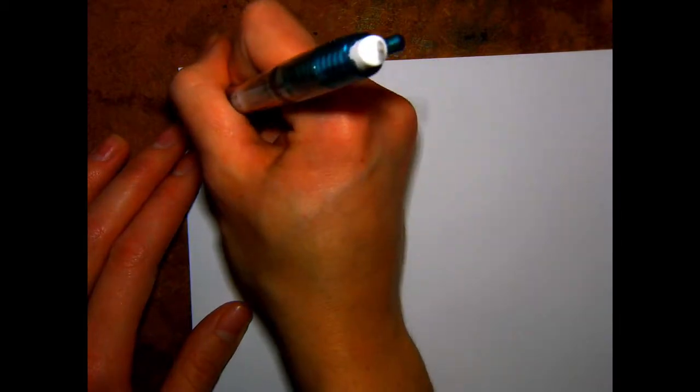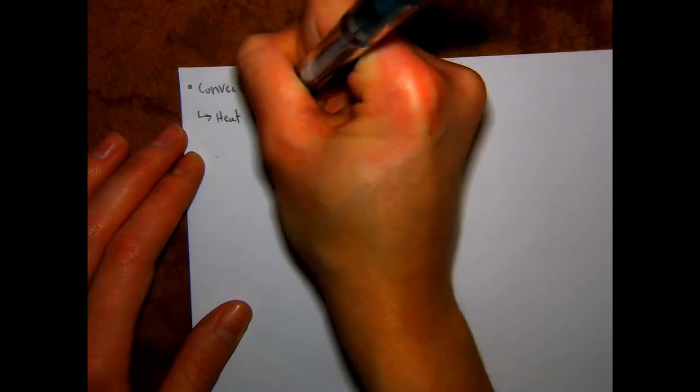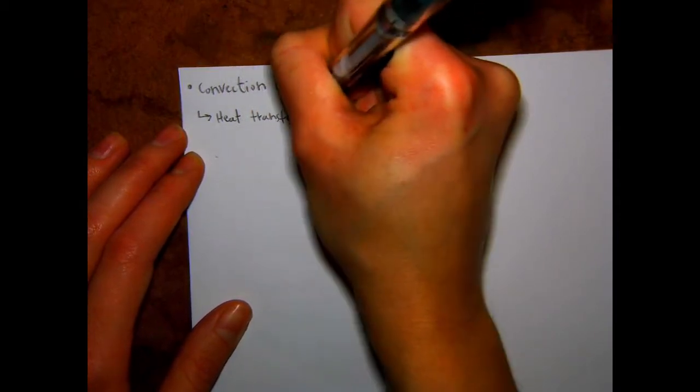So the first bit, we're mostly going to talk about the physical mechanisms that underlie convection. We've said this before, you should know this by now, but convection is heat transfer between a surface and a moving fluid.